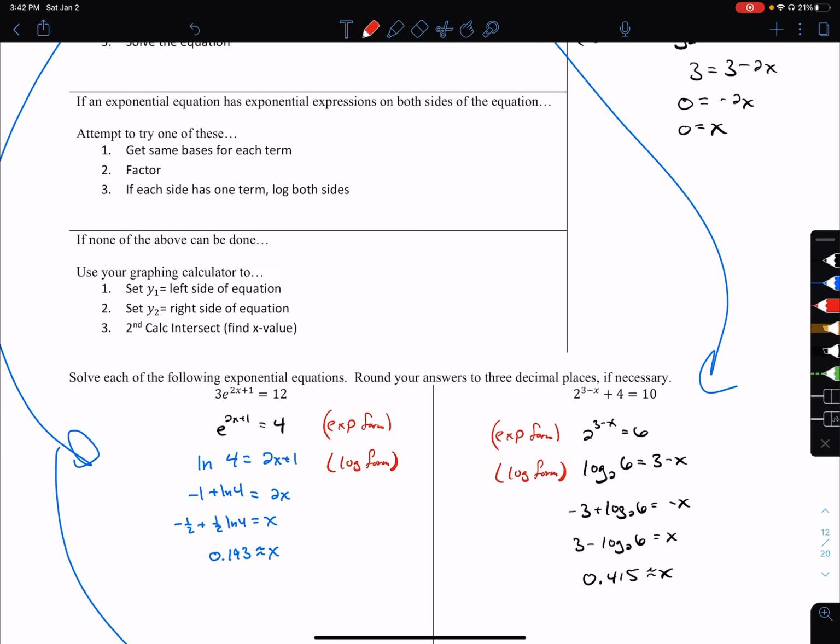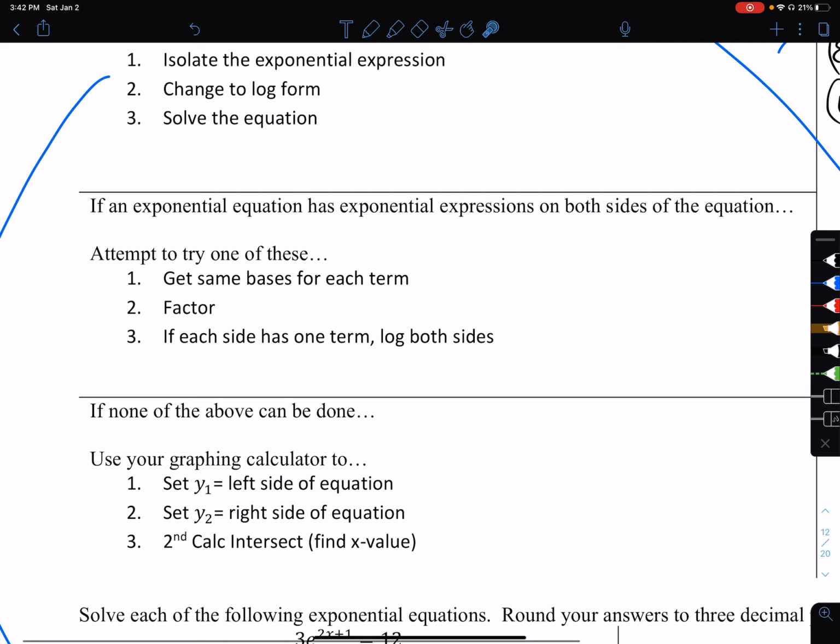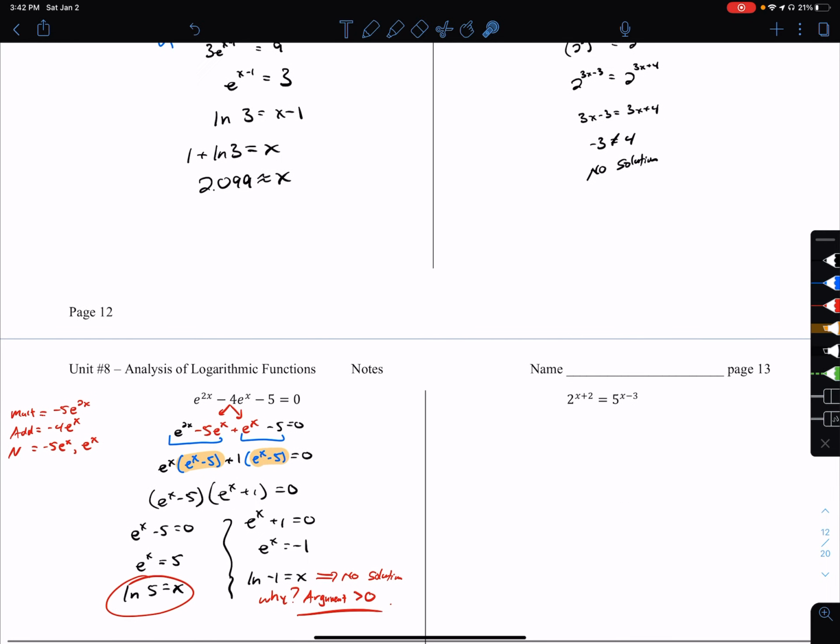So let's look back at our options. An exponential equation, an exponential expression on both sides. So option 1, get the same bases for each term. Well, one base is a 2 and one's a 5. We're not going to be able to get those to be the same. Factor. That doesn't seem like it's going to be helpful. If each side has one term, log both sides.